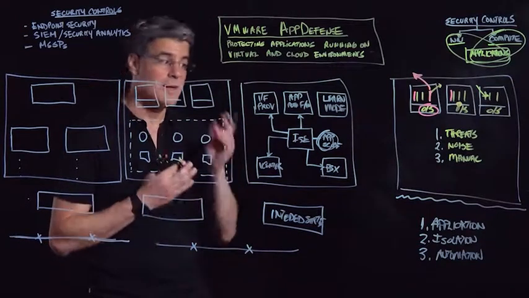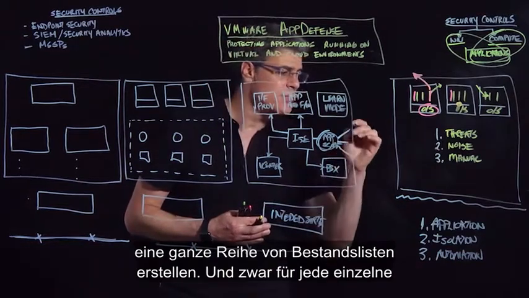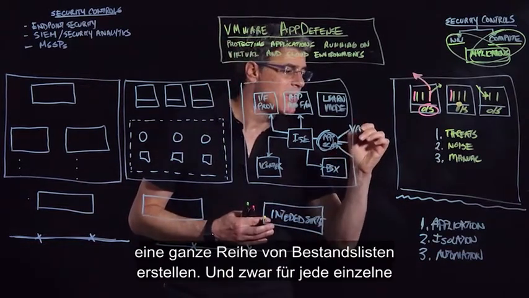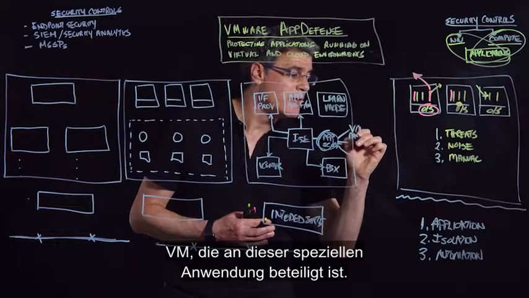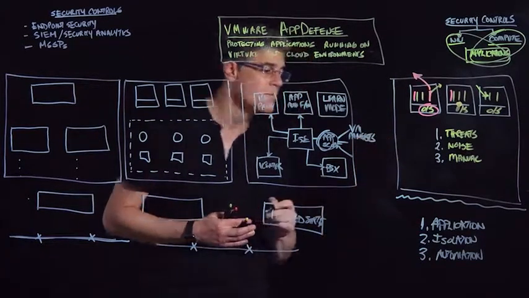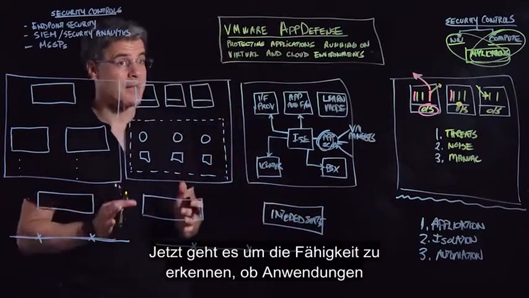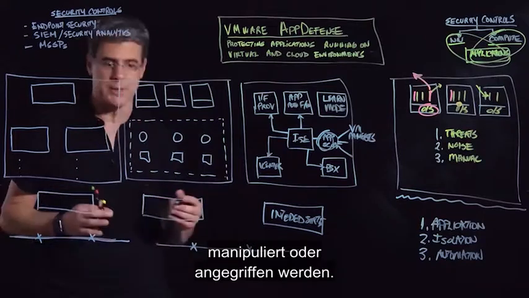And you understand what was intended to actually be running there. Now, once we have this piece, this can be turned into a series of manifests for each of the VMs that are involved in this particular application. Now we move from intended state to being able to detect when applications are being manipulated or attacked.